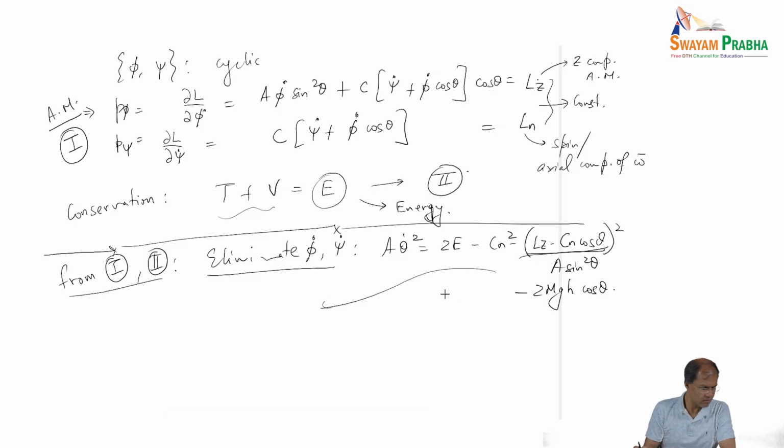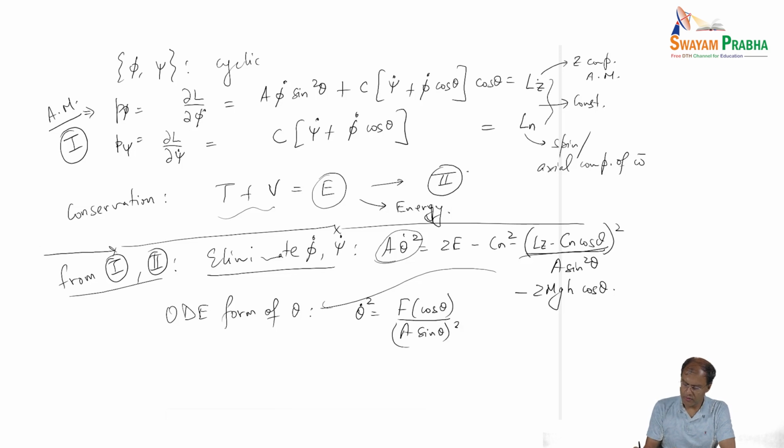So now we can rewrite this. This is an equation only for theta. So this is a first order ODE. The ordinary differential form of theta is given by theta dot square is equal to f of cos theta over a sine theta whole square. So this is my star.